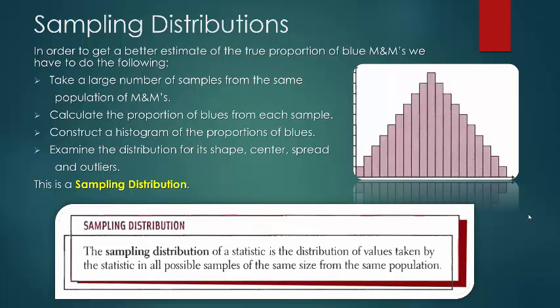Alright, so in sampling distributions, in order to get a better estimate of the true proportion of the blue M&Ms in this particular case, you had to do the following. You had to take a large number of samples. Just if we have 35 or 40 students in a class, that's really not enough samples. When we're talking about a good sampling distribution here, we're talking about hundreds of samples. And the idealistic definition of a sampling distribution, as we see at the bottom of this particular screen, is that the sampling distribution of a statistic is the distribution of values taken by the statistic in all possible samples of the same size from the same population.